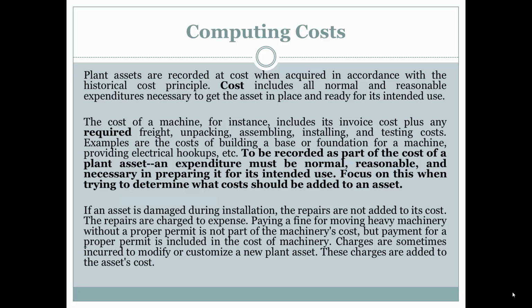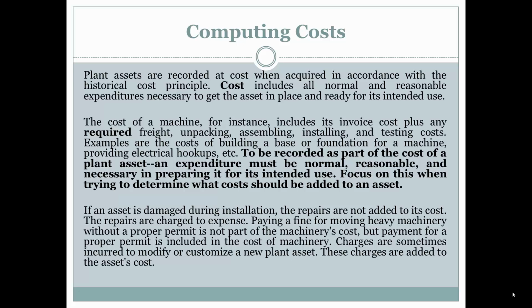The cost of a machine, for example, includes its invoice costs plus any required freight, unpacking, assembling, installing, and testing costs. Examples include the costs of building a base or a foundation for a machine and providing electrical hookups. To be recorded as part of the cost of a plant asset, an expenditure must be normal, reasonable, and necessary in placing it and preparing it for its intended use. Focus on this when trying to determine what costs should be added to an asset.